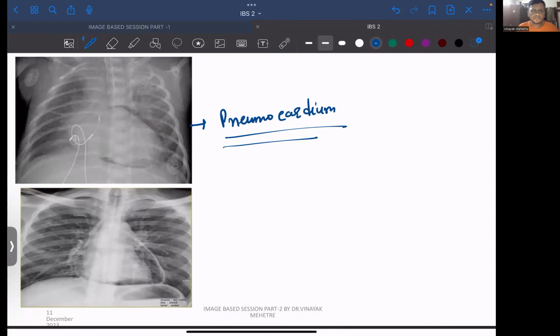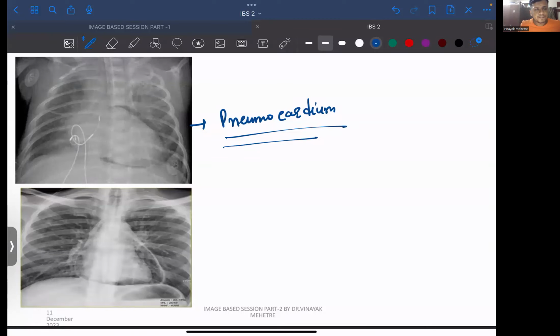What will be the treatment? Put a needle and remove the air. That is the treatment for this patient. Yes, puncture. We will put a needle and remove that.